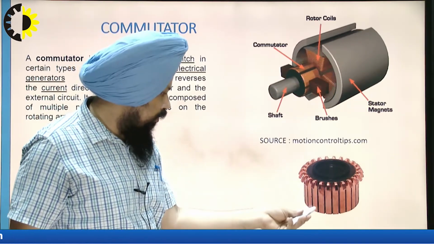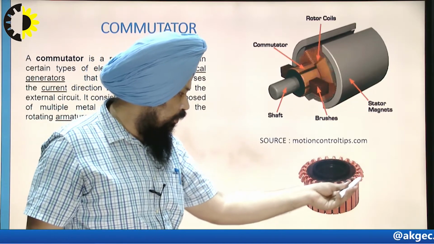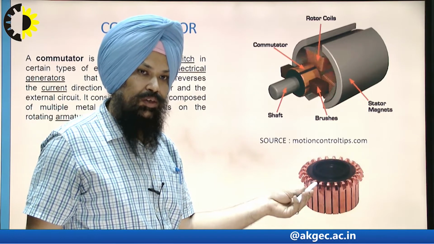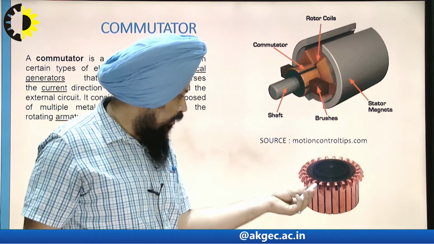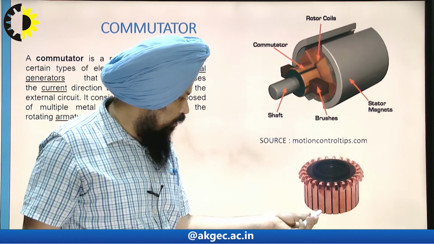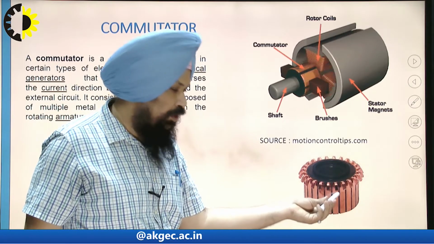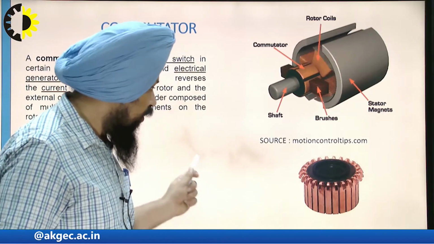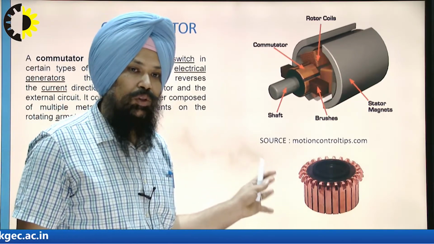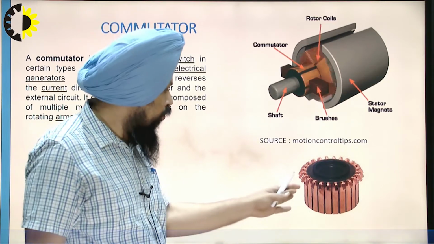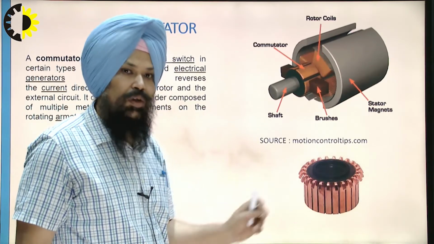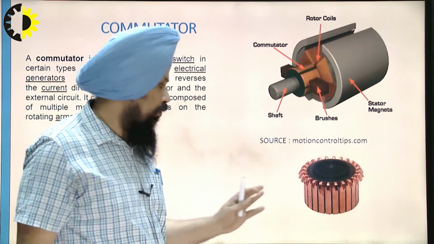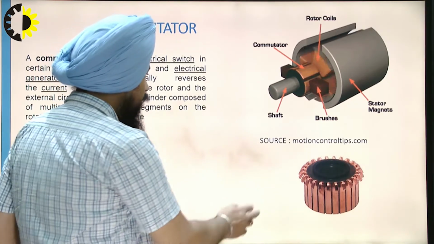You can see in this diagram these are the commutator segments, and for each winding the start and end connection of the winding is connected here. These are the copper bars, and those bars are insulated from each other with the help of mica insulation. Now let us proceed to how the commutation process takes place, how the current reversal takes place when those commutator bars come across the carbon brush position. That is the main important point we have to discuss. Okay, let's go for the next slide.